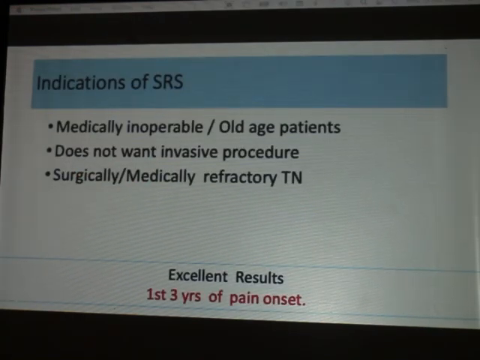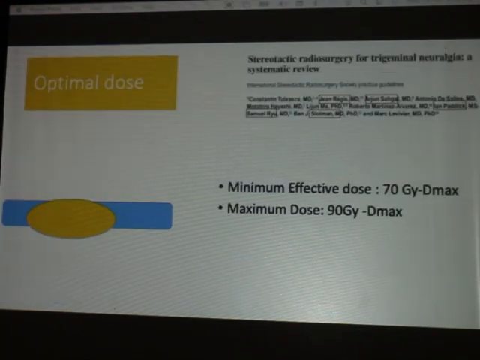So what are the indications of SRS in trigeminal neuralgia? If the patient is medically inoperable and does not want any invasive procedure, or the patient is surgically or medically refractory. In the functional treatment of trigeminal neuralgia, you require a very high dose, to the tune of 70 to 90 gray. Normally, for a patient with head and neck cancer, we give 70 gray over a period of 7 weeks. But for the ablative kind of dose, you have to give 70 gray in a single fraction. And if you just miss the target, then the entire treatment has failed.